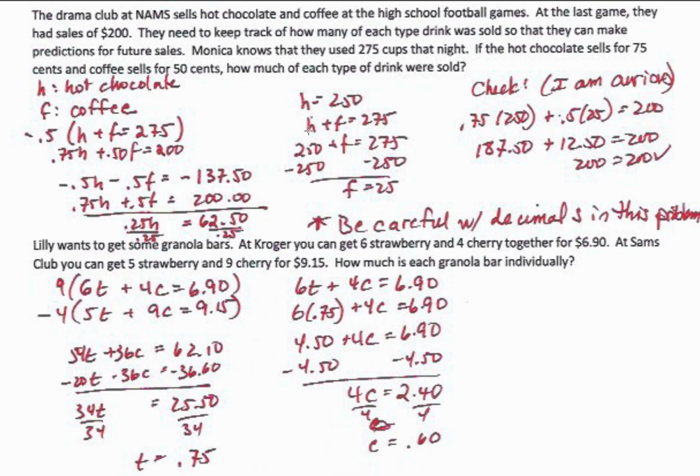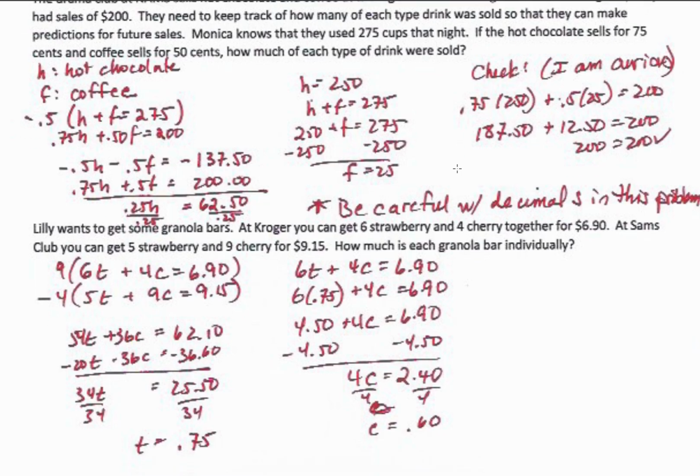Now remember, H plus F was 275. So if H is 250, I subtracted 250 from both sides, and that means 25 coffees are sold. So I was a little curious if this actually worked out. So I took the original equation and I checked it in the one with the monies. And yes, it did work out. So a little bit surprised about that. It didn't seem right in my head, but it worked.